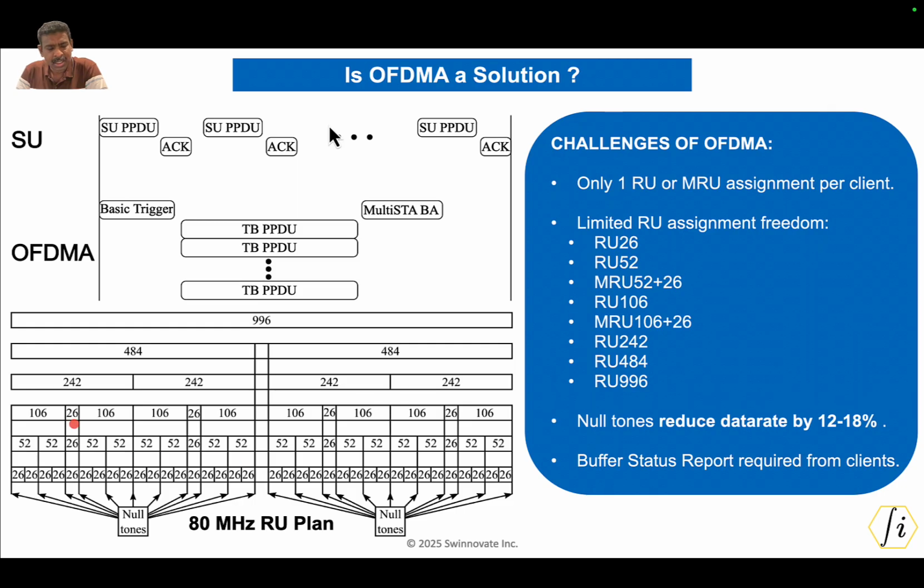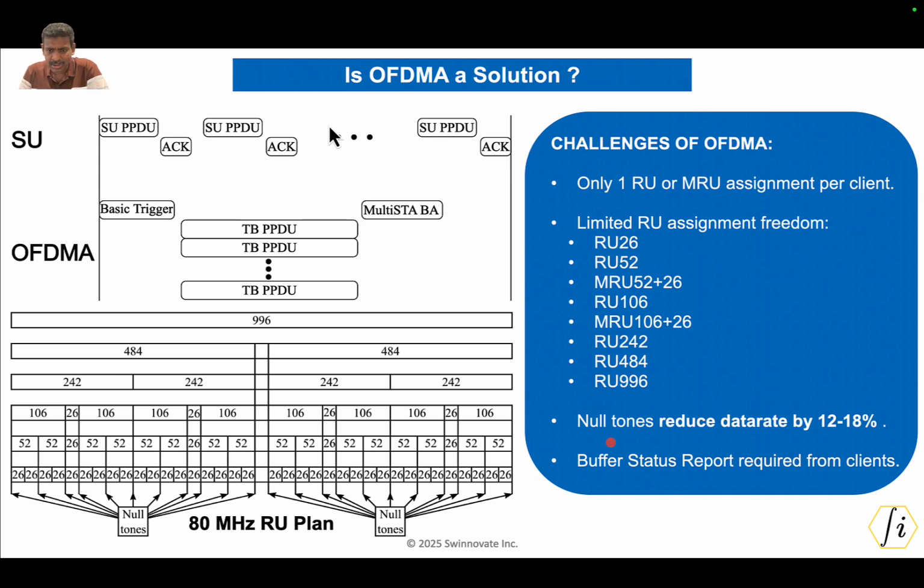Whenever we assign multiple RUs, basically we are splitting up this 80 megahertz into smaller chunks of bandwidth and assigning them. There are so-called null tones or null subcarriers that are introduced. This is as per the RU plan. So the more you subdivide the 80 megahertz into smaller and smaller chunks, we will be losing a lot of subcarriers to these null subcarriers, which can't be used for sending data.